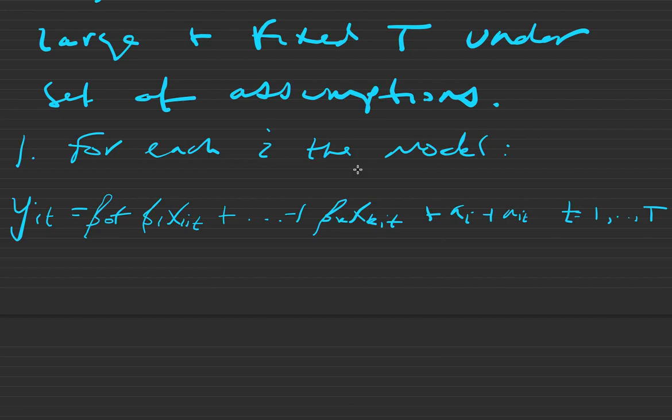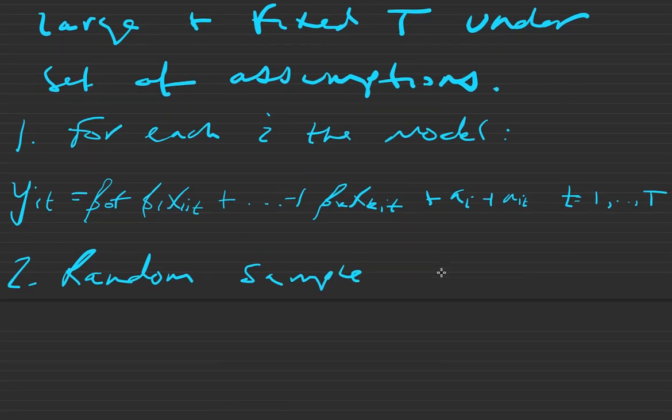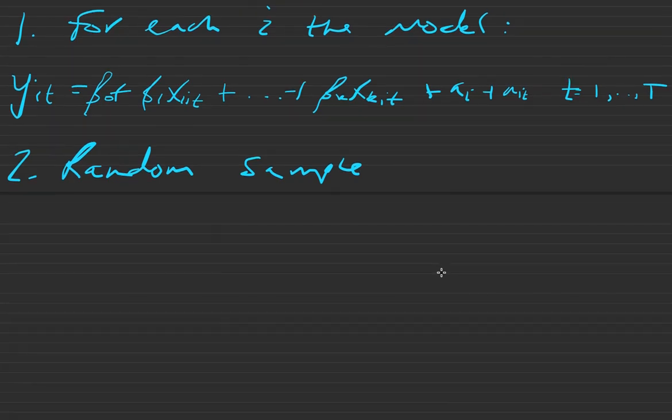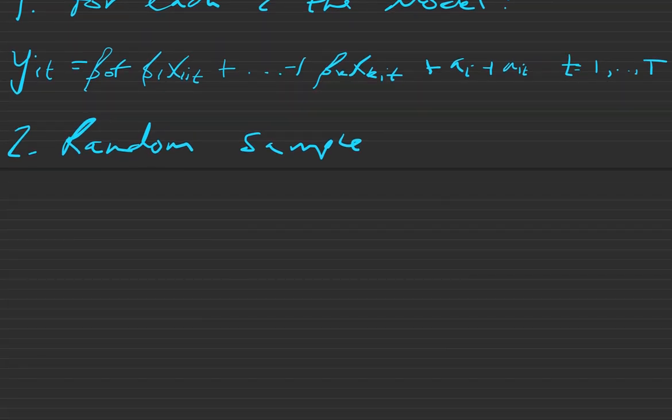Second, we have a random sample from the cross-section. And that is the same as with fixed effects, random sample from the cross-section. Third, we have no perfect relationships among the xj, so there's no perfect multicollinearity.